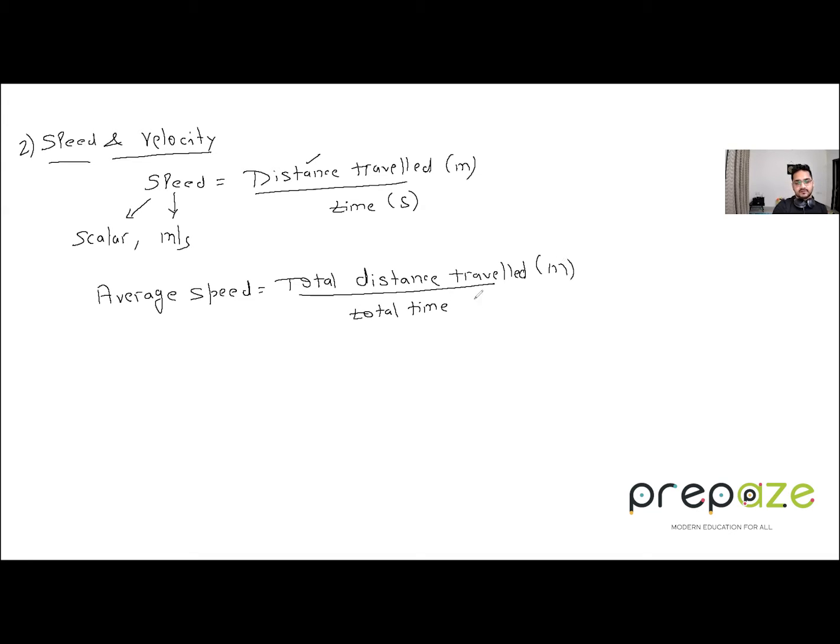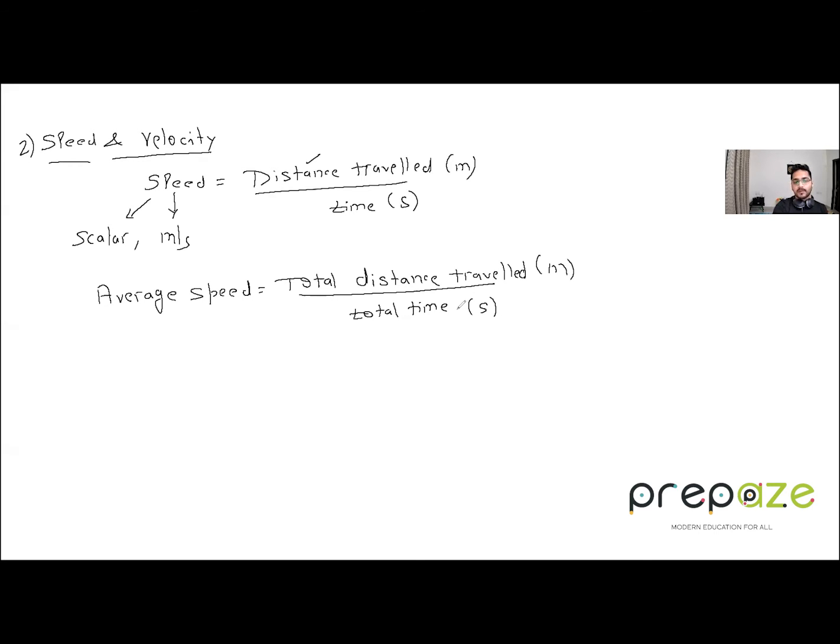This is in meters per second. Obviously the unit and everything will be the same. The basic distinction between the two is that whenever we say speed, we basically mean speed at a particular instant. Suppose there's a train traveling or a car moving. We ask what is the speed? What we see is the speedometer, suppose it's 52 kilometers per hour. We say its speed is 52 kilometers per hour.